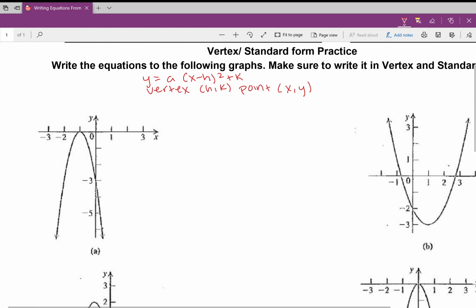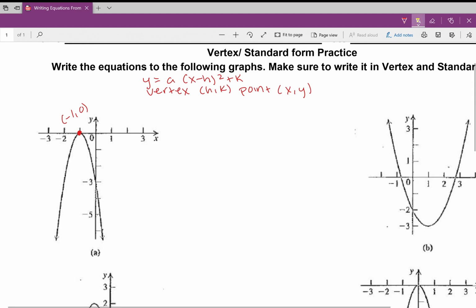So remember, the vertex is always either the most top point or the most bottom point, so the highest or the lowest. So our highest point here would be our vertex, and our vertex would be (-1, 0). And then we have to find a point. So our point could be anything on this line right here. So let me highlight it so you guys can see it.